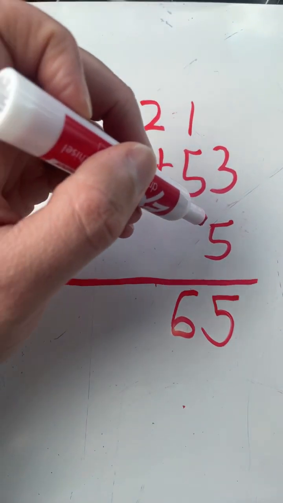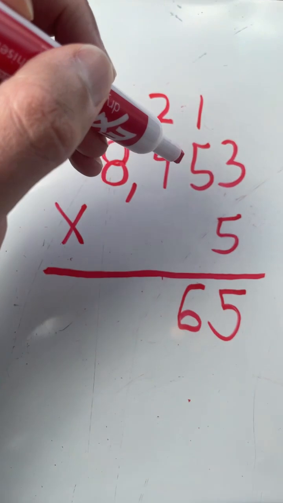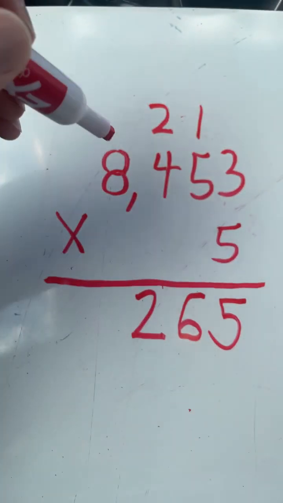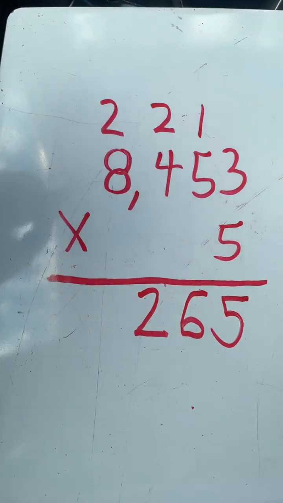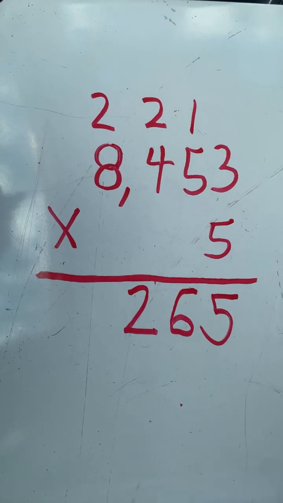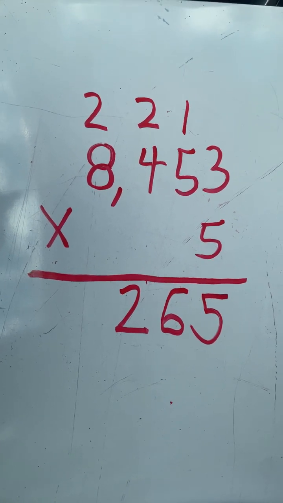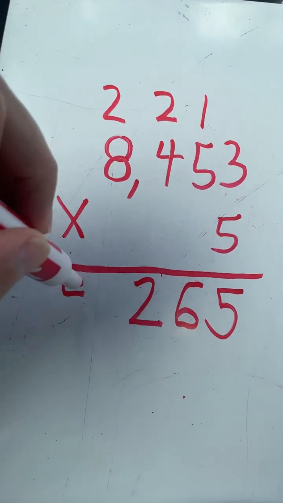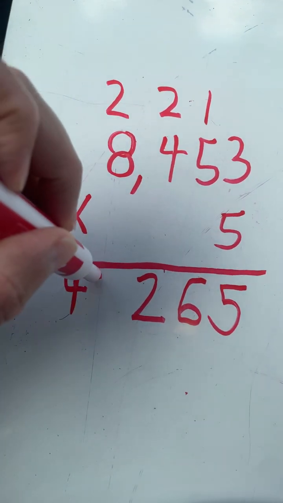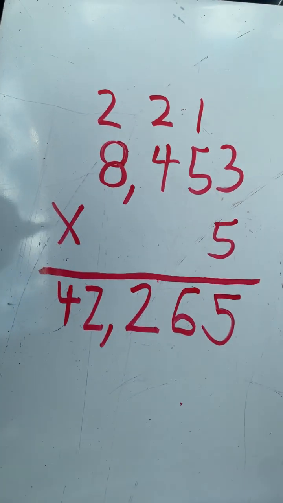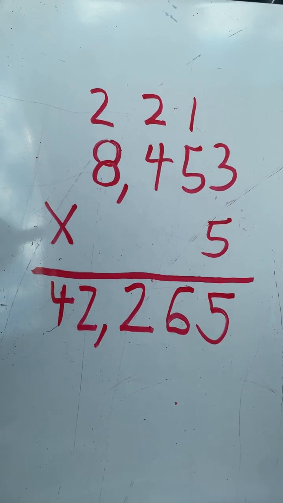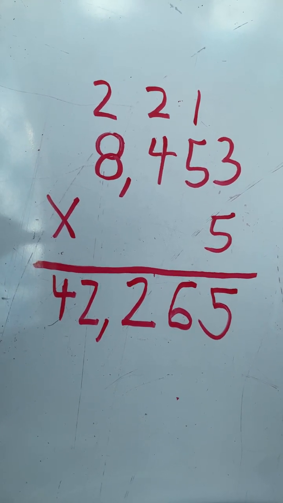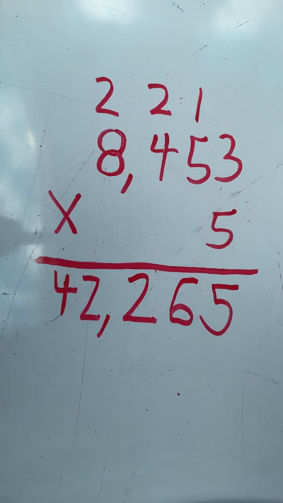4 times 5 equals 20. We have to add the 2 that we carried over, so 20 plus 2 equals 22. The 2 in 22 goes in the hundreds place. The other 2 in 22 gets carried over to the thousands place. 8 times 5 equals 40, plus 2 equals 42. And we have our final answer. 8,453 times 5 equals 42,265.